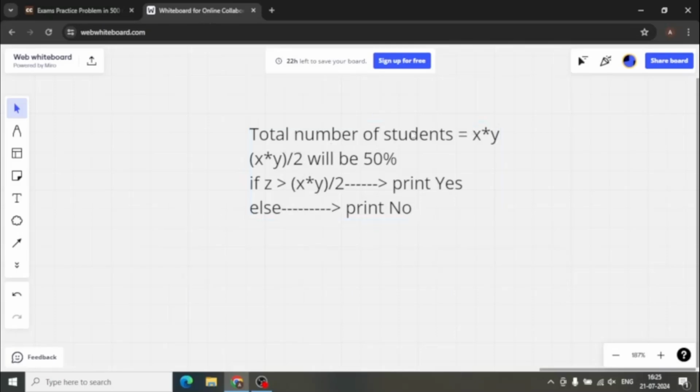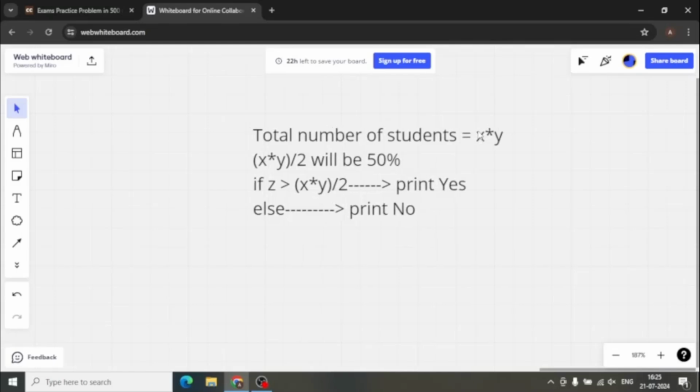Total number of students in Chefland can be calculated by multiplying number of schools with total number of students in each school. Total number of students by 2 is 50%. So now, we have to check if Z is greater than 50%, since it is given that, strictly greater, so we use only greater than, not greater than or equal to. If it is greater, print yes. Else, print no.